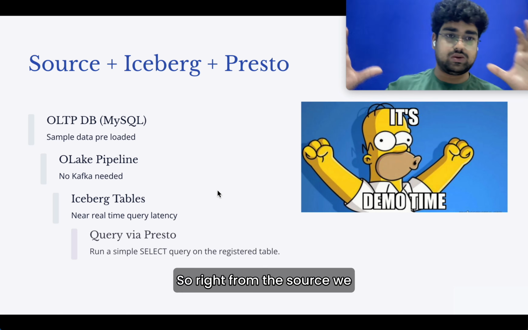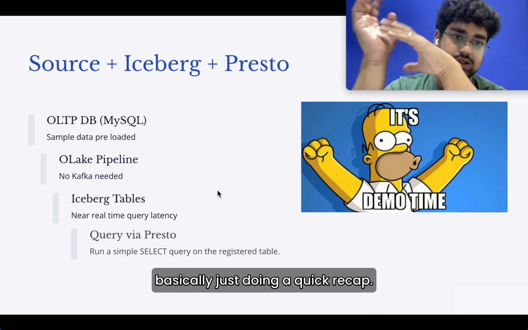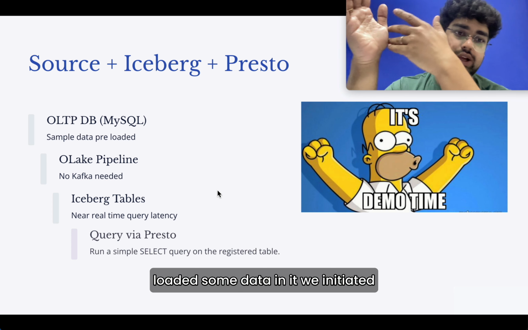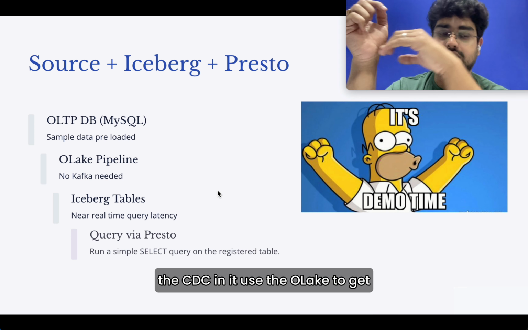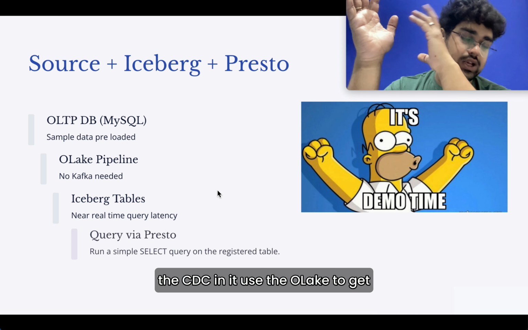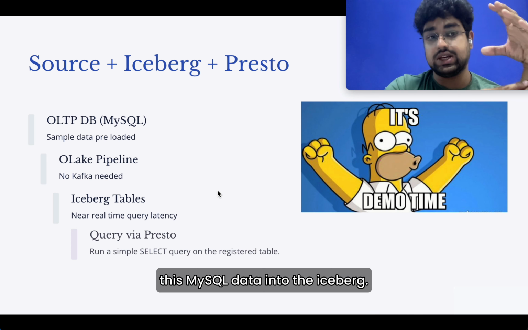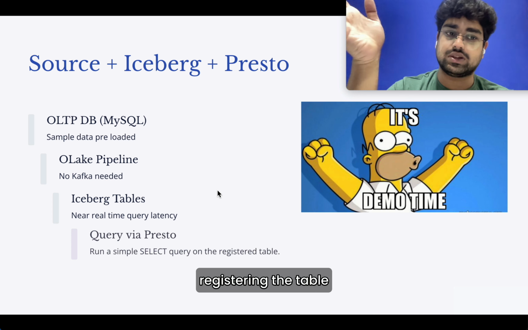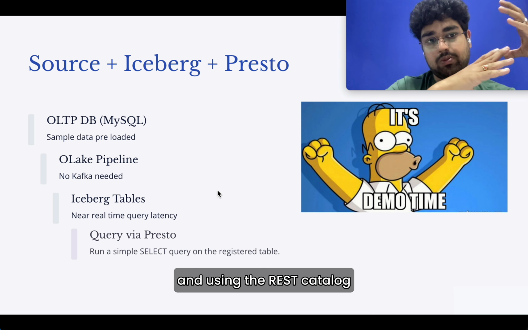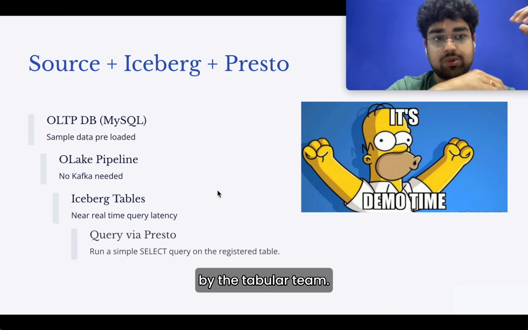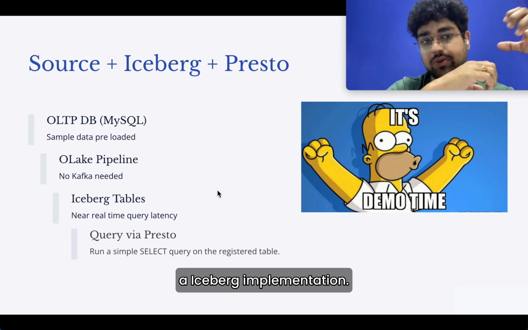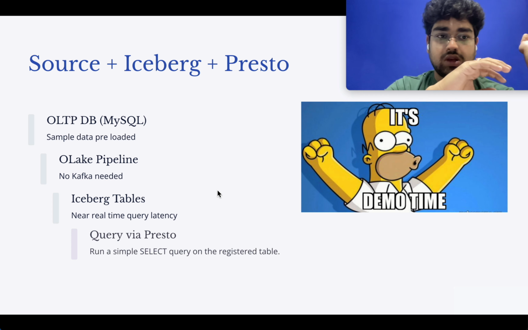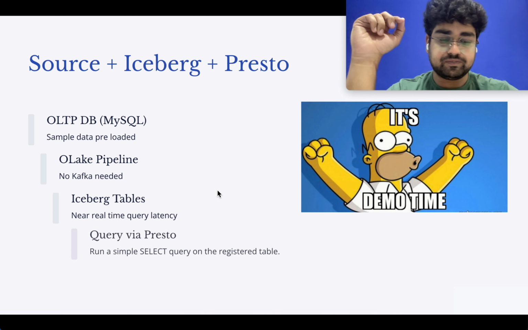And yeah, right from the source, just a quick recap. We set up the MySQL source, loaded some data in it, and initiated the CDC. We used OLake to get this MySQL data into Iceberg without any gymnastics of registering the catalog or registering the table. We used the REST catalog by the Tabular team, which gives us an Iceberg implementation on top of which we ran the queries using Presto, all within a couple of minutes.